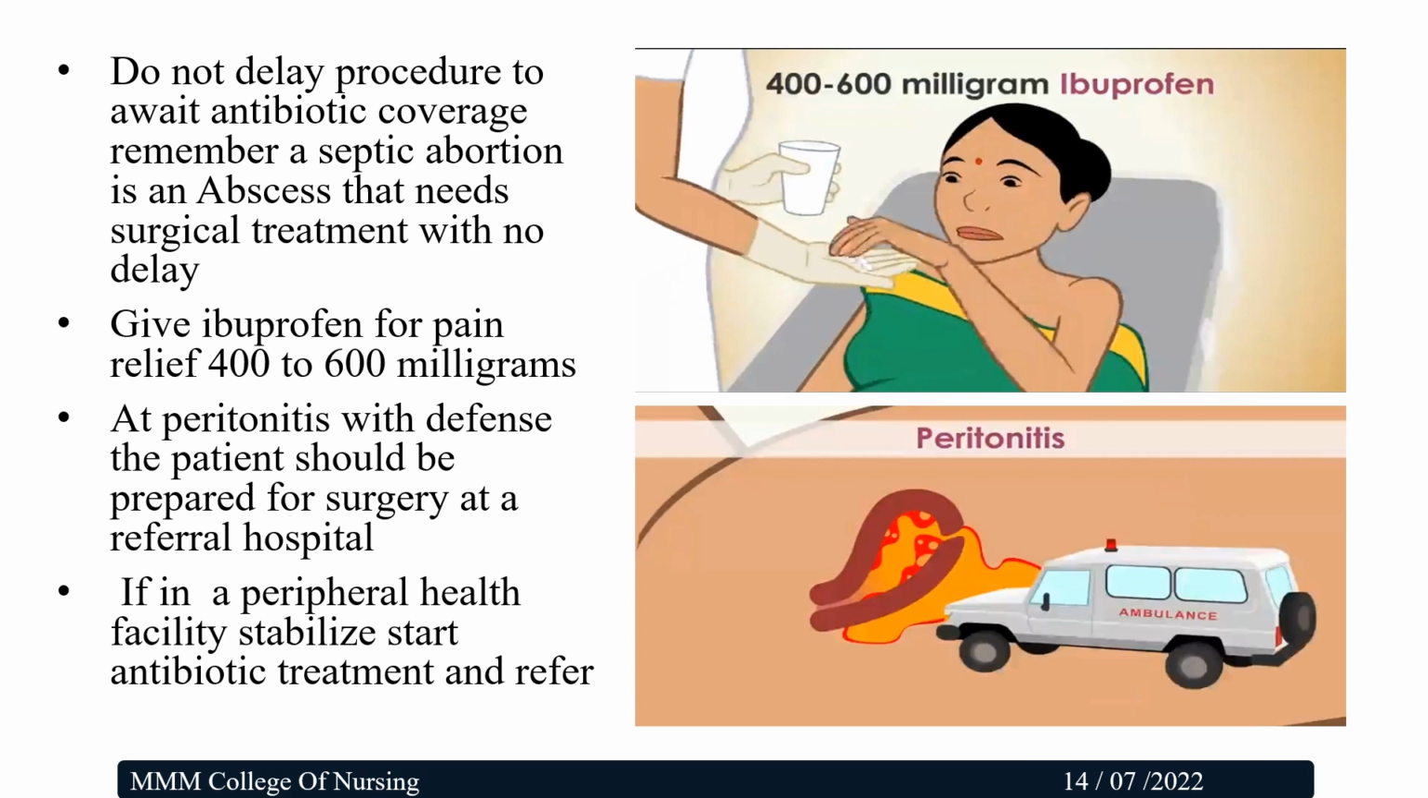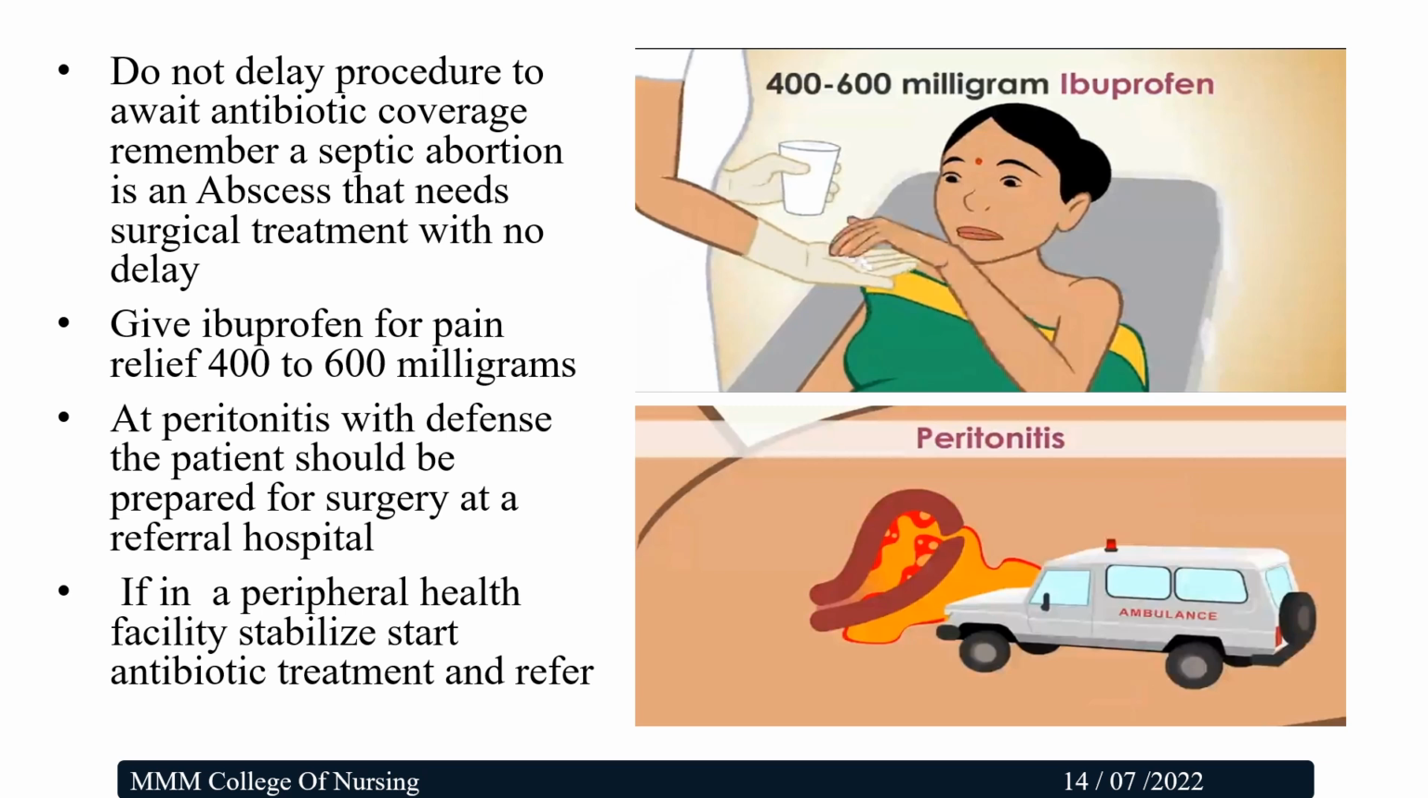So do not delay the procedure to avoid antibiotic coverage. Remember, a septic abortion is an abscess that needs surgical treatment with no delay. Because we are giving antibiotic coverage like metronidazole, ampicillin and gentamicin, you should not neglect doing the surgical procedure. The surgical procedure should be done at once, and as you treat the abscess, this septic abortion also should be treated, and the products of conception should be emptied.